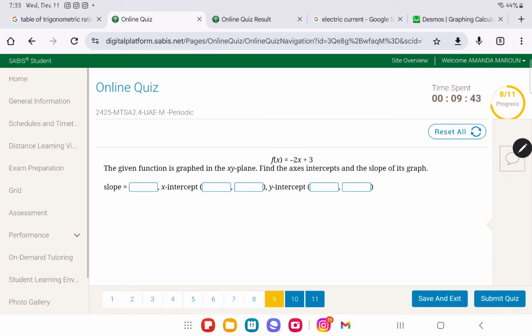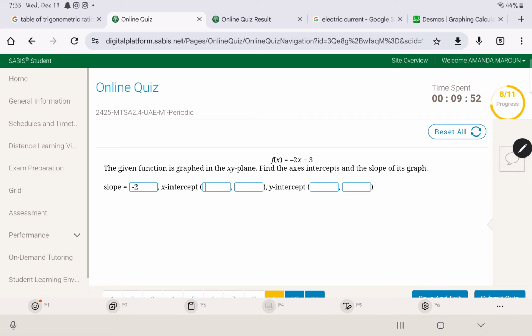Moving on to question number 9. Here very simply to find the slope, my bad. To find the slope, it is the number next to x, which is -2.